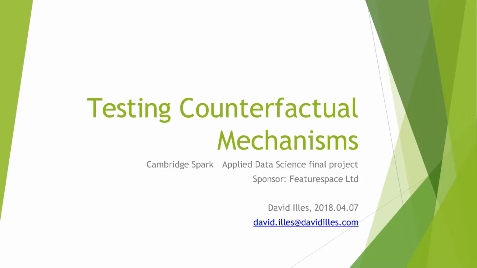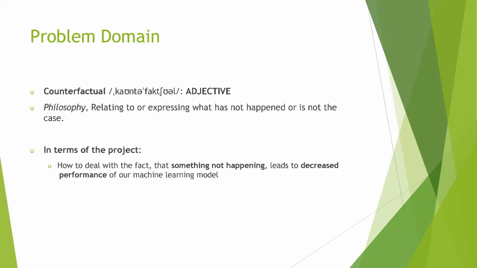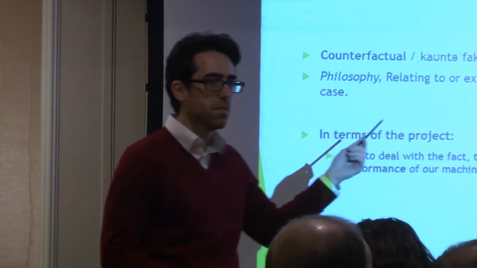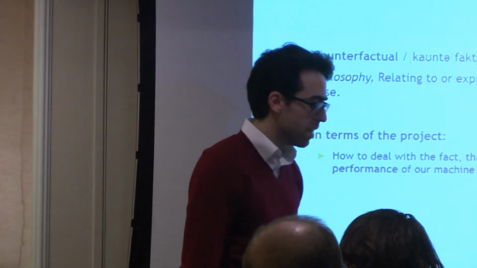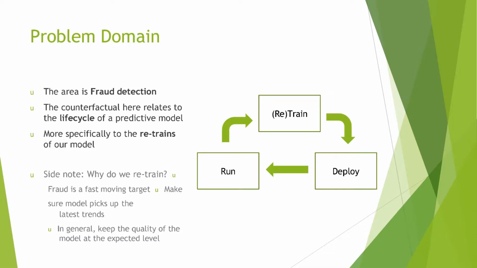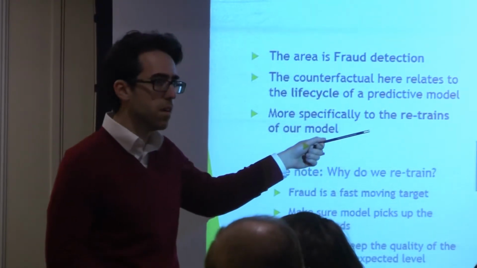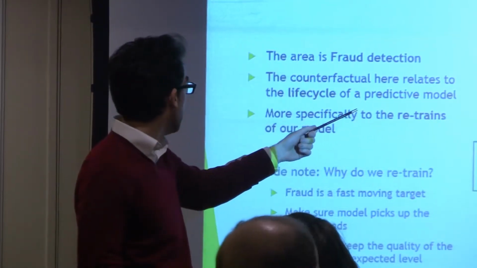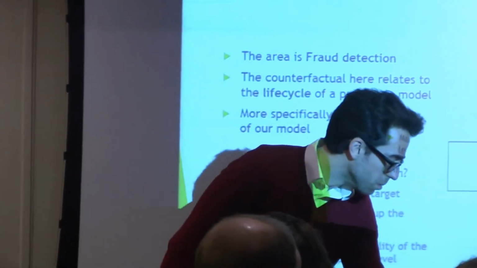So my project was testing counterfactual mechanisms. If you have no idea what that means, I actually looked it up for you. In terms of the project, we can think about something that did not happen and how to relate that. That's the counterfactual in here. The area is fraud detection, which I was lucky to get a project in. I love this area, and this relates to the retraining of a predictive model for fraud, and I'll show you exactly how.